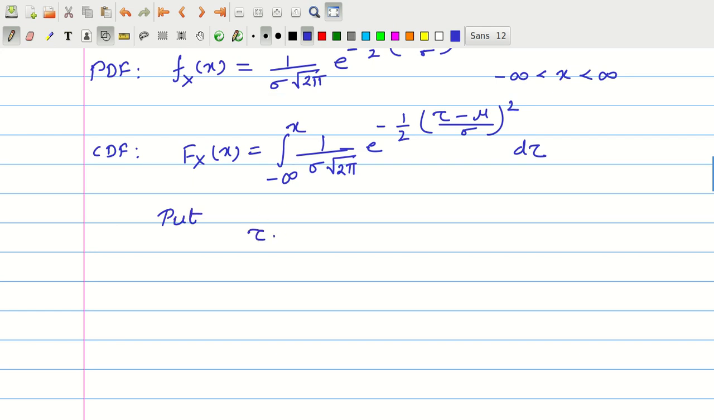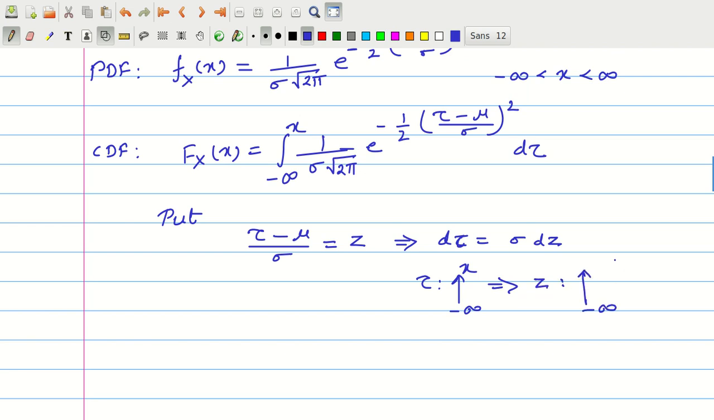Put tau minus mu by sigma equal to some variable z, which implies that d tau equals sigma dz. Let us look at the limits as tau varies from minus infinity to x in this integral. z varies from minus infinity to, as you can see from this equation, when tau is minus infinity, z is also minus infinity, and when tau is x, z equals x minus mu by sigma. So it is x minus mu by sigma.